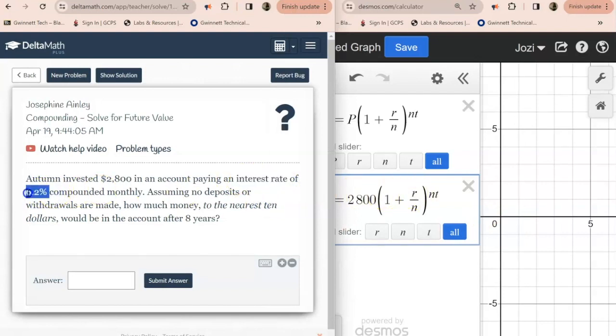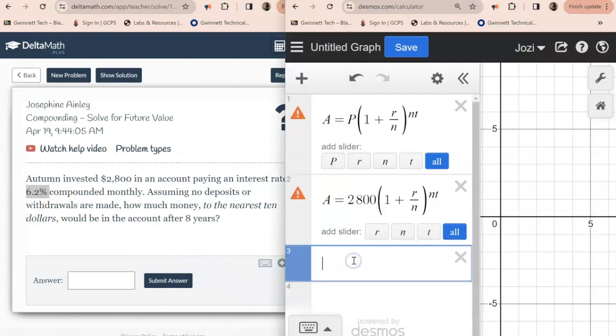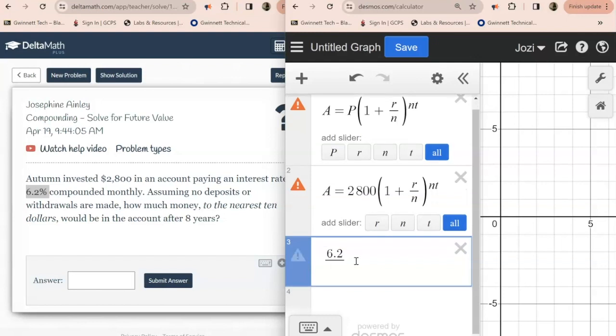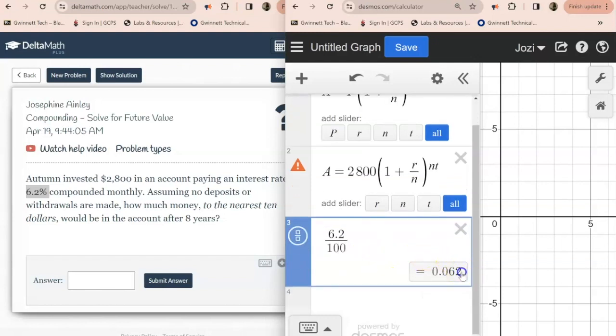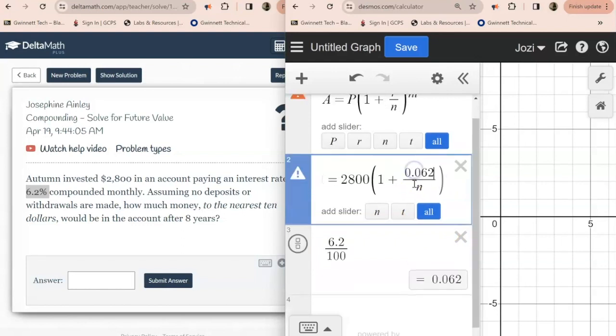Now remember, anytime you're putting a percent in, you got to get rid of that percent, right? How do I get rid of that percent? I divide by 100. So this got rid of my percent, so I can put this as my interest rate right there. Okay. All right. Compounded monthly.